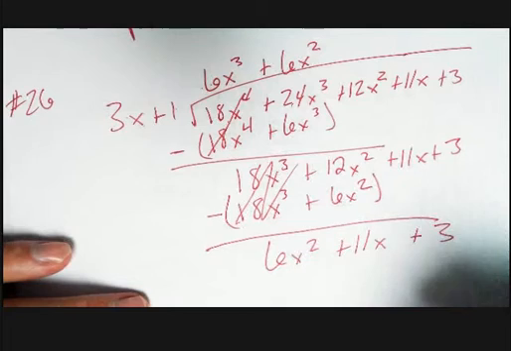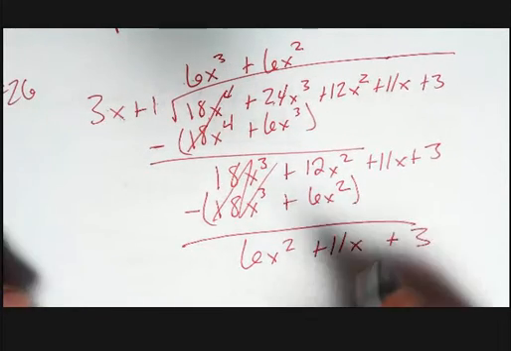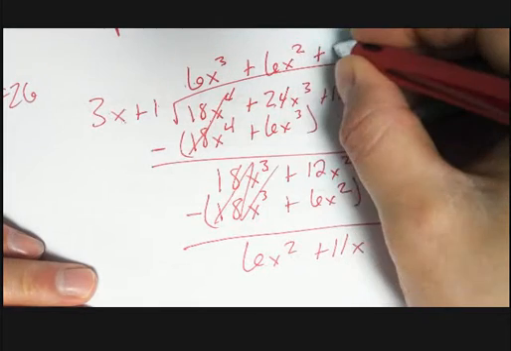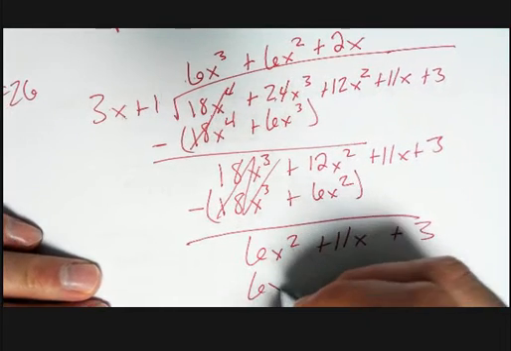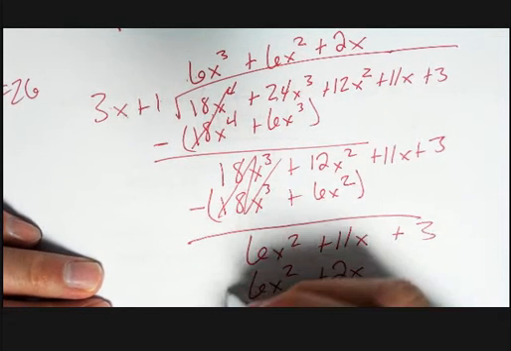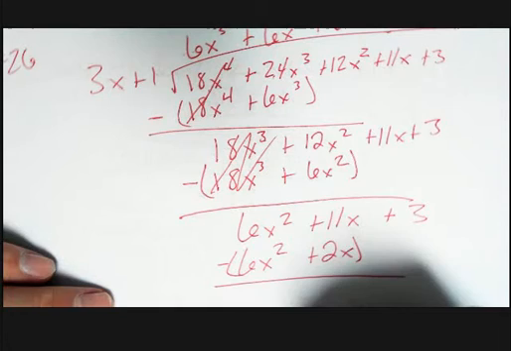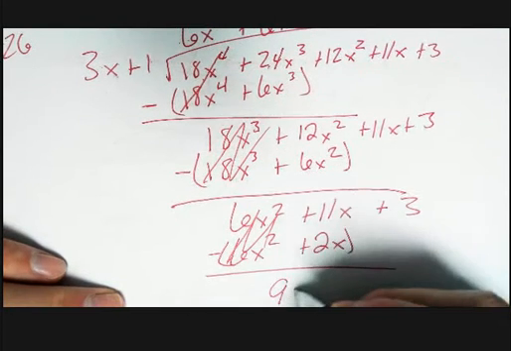Okay. And then now I want to look at something different. How did I go from 3x to 6x squared? Well, that's by multiplying by 2x. So we get 6x squared plus 2x. And we'll subtract that whole quantity there. So those cancel, and we get 9x plus 3.